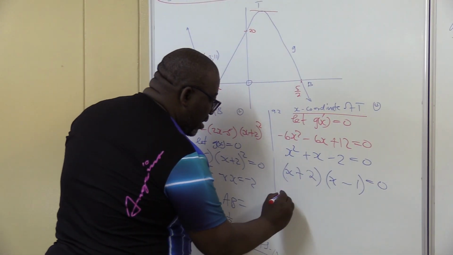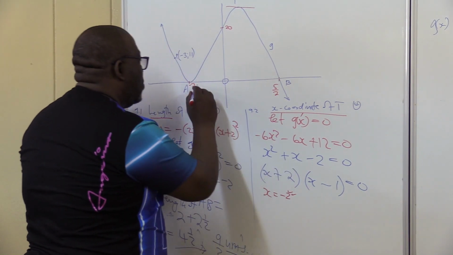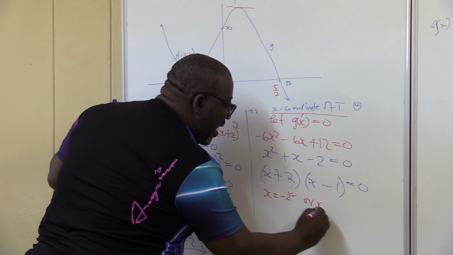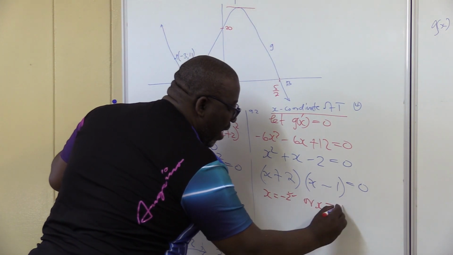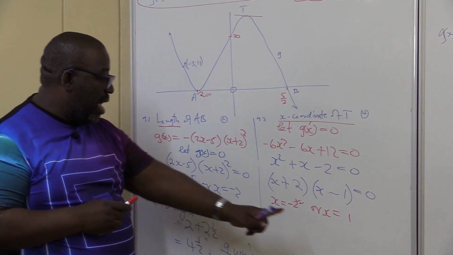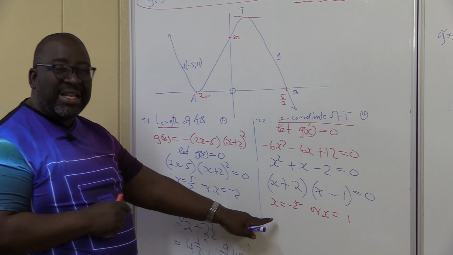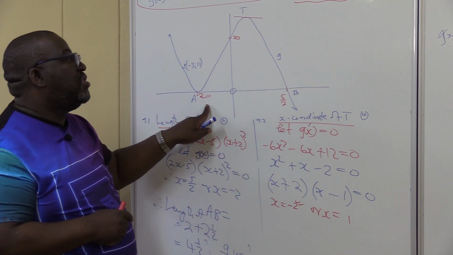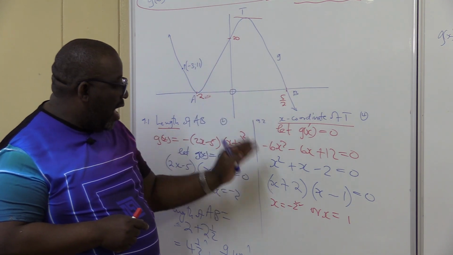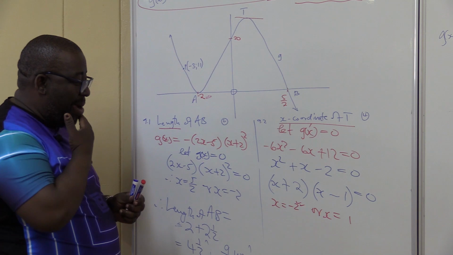Solve for x here. So x will be equal to -2, or x is equal to 1. How is my x here? It is 1. And how is my x here? It is -2. Did I expect to get -2 here? Look at the x's this side. They are positive, and I'm getting a positive answer. So I laugh all the way to the bank to collect my marks.